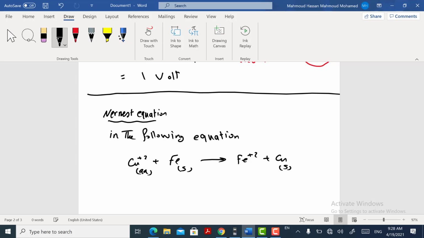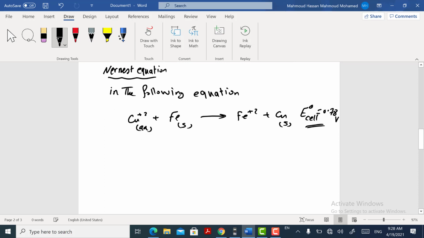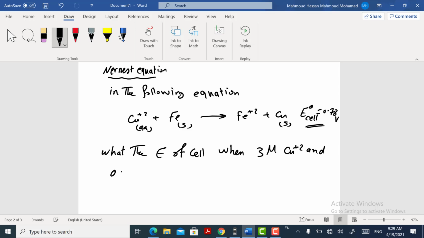Cu positive 2 aqueous plus Fe solid gives us Fe positive 2 plus Cu solid. E naught for the cell equals 0.78 volt. This is the value before changing the concentration, when the concentration was 1 molar. What is the E of the cell when 3 molar of copper and 0.01 molar of iron positive 2? And this time we're using the Nernst equation.